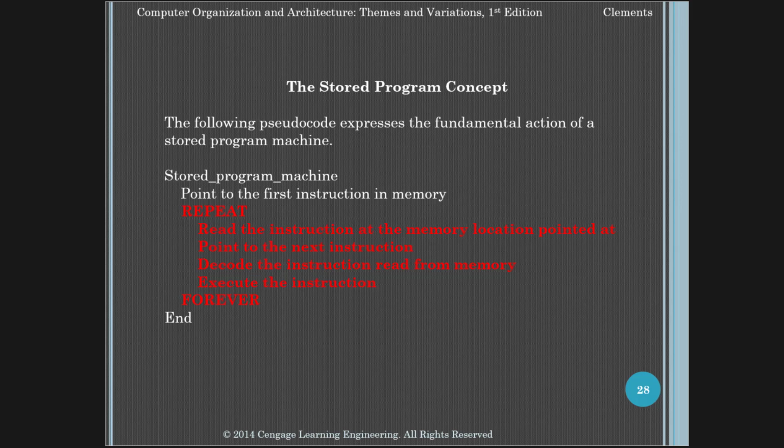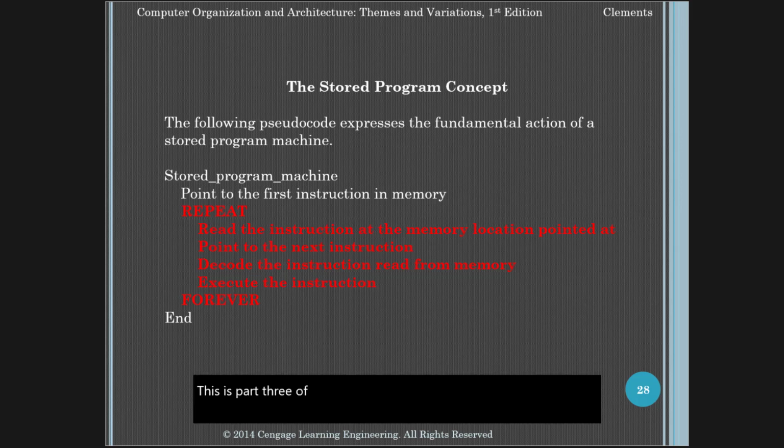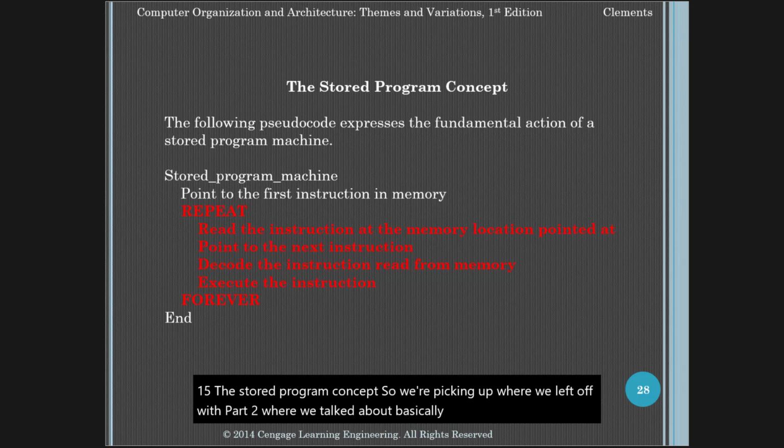This is part 3 of our lecture on chapter 1, starting with section 1.5, the stored program concept. So we're picking up where we left off with part 2, where we talked about how a program that we think about in pseudocode is stored in memory, and looking a little bit more at the sequence of memory reference.